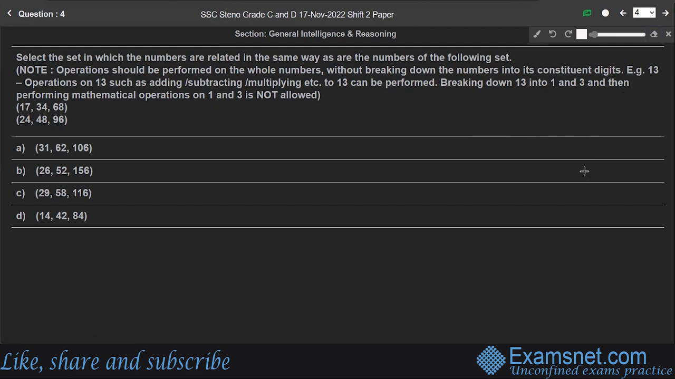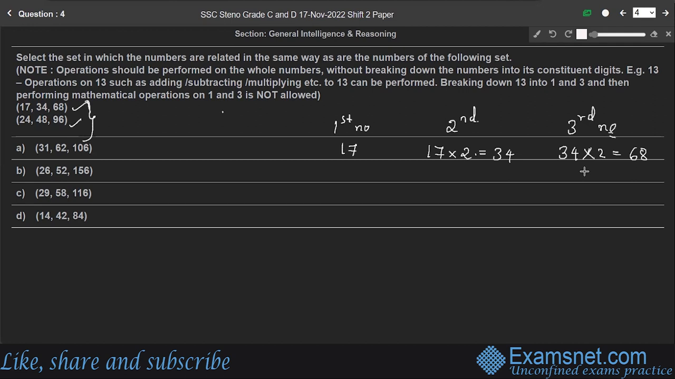Keeping this in mind, we'll consider the given two sets. The first set is 17, 34, 68 and the second one is 24, 48, 96. In each set, the numbers are related in the same way. If you consider the first set, 17, 34, 68, the first number is 17, and the second number is 34, which is nothing but 17 into 2. 17 into 2 is 34, whereas the third number is 68, which is nothing but 34 into 2. You can take it as 34 into 2 is 68.